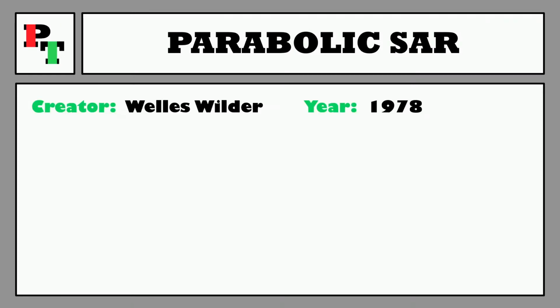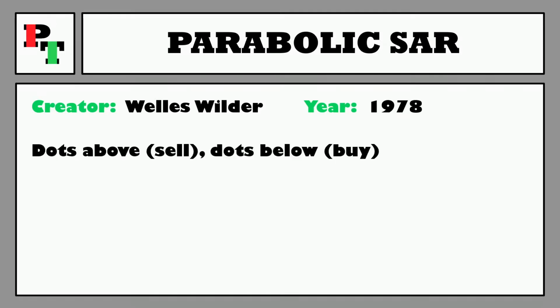PSAR is an indicator developed by Wells Wilder, and it was included in his 1978 book, New Concepts in Technical Trading Systems. Rightly or wrongly, it is still used quite a bit today, and it's going to appear on your chart with dots above or below the price. How you interpret the indicator is that if the dots are above the price, that would be an indication to sell, and if the dots are below the price, then that would be an indication to buy.